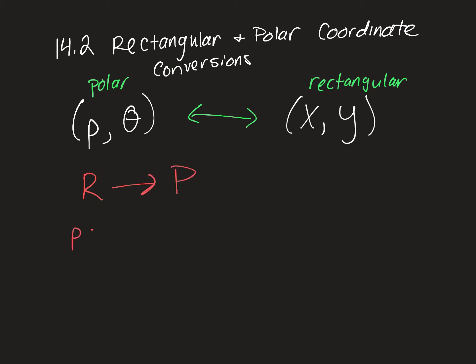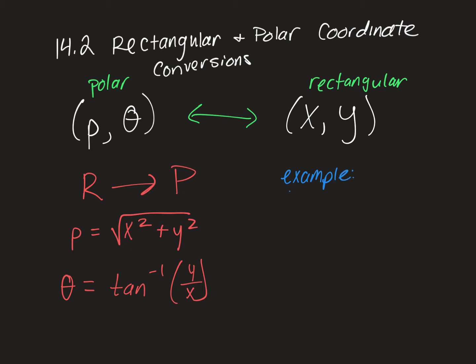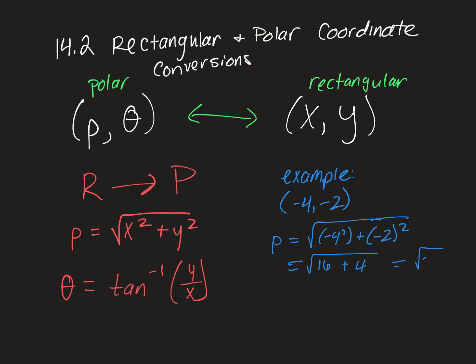To find P, it is the square root of x squared plus y squared. And then to find the angle measure, it is the inverse tangent of y divided by x. So, for example, let's say we want to convert the point -4, -2. To find P, it's the square root of -4 squared plus -2 squared. So 16 plus 4, so it would be the square root of 20.